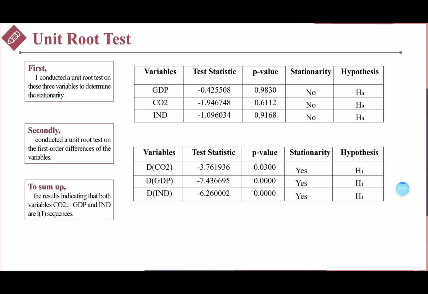So I conducted a unit root test on the first-order differences of the three variables. From the table, we can see that the t-values are all less than the critical values of the significance levels, and the p-value is 0. So we can reject the hypothesis. To sum up, the three variables are I(1) sequences.